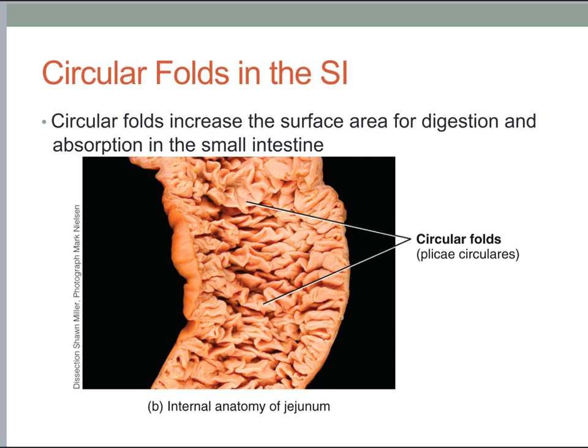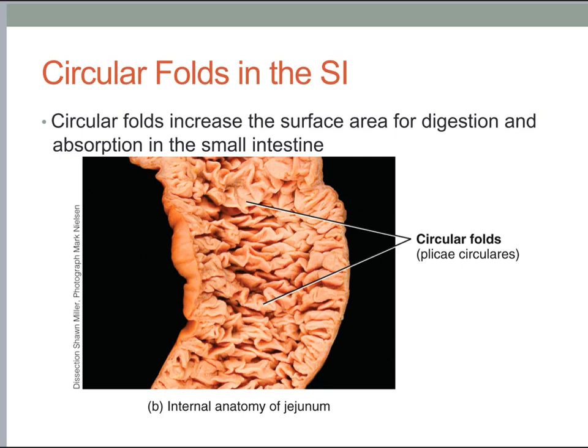So the internal anatomy, those first finger-like projections or plicae, is going to be arranged in a circular arrangement. So we're going to call them plicae circulares. These are circular folds. So those first finger-like projections, those first plicae, will then give rise to those villi, the next finger-like projection, which give rise to those microvilli. Again, maximizing surface area.